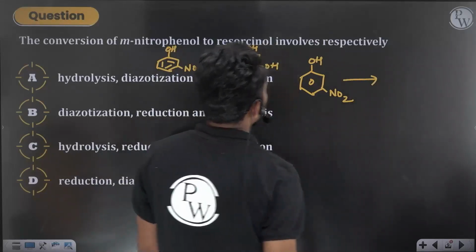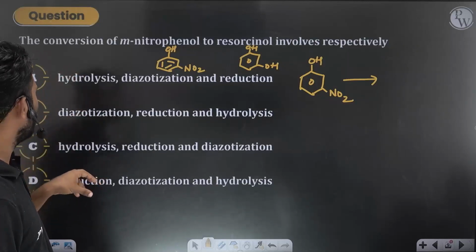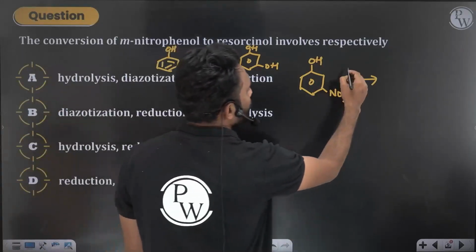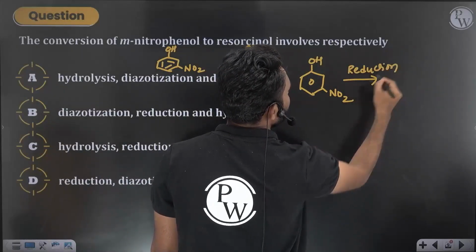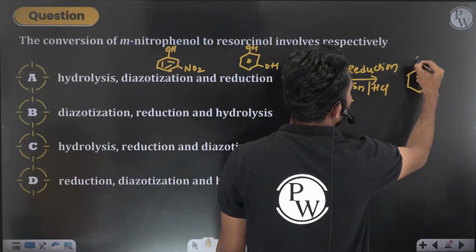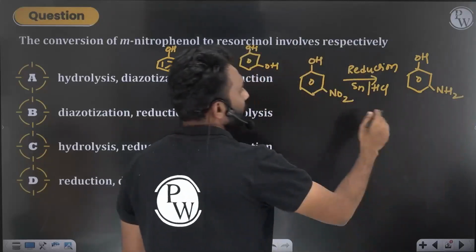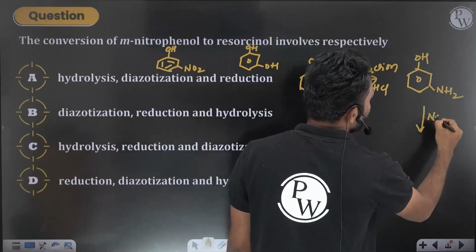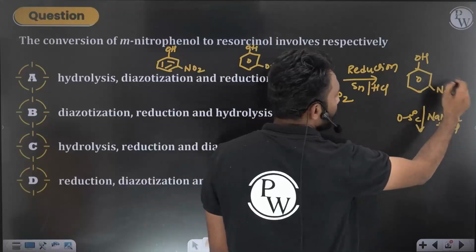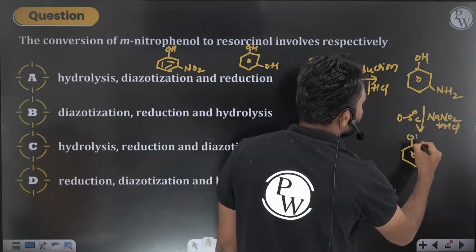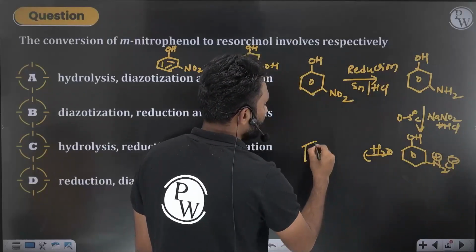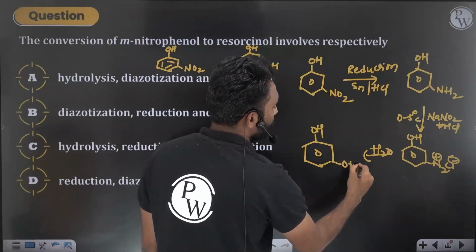To convert M-nitrophenol to resorcinol, first we have to do reduction. How to do the reduction? Tin in the presence of HCl will convert nitro into aniline. After that, NaNO2 plus HCl, diazotization at 0 to 5 degrees. The amine group will be converted into diazonium salt. Upon hydrolysis, the diazonium will be eliminated and we'll get the OH group here.